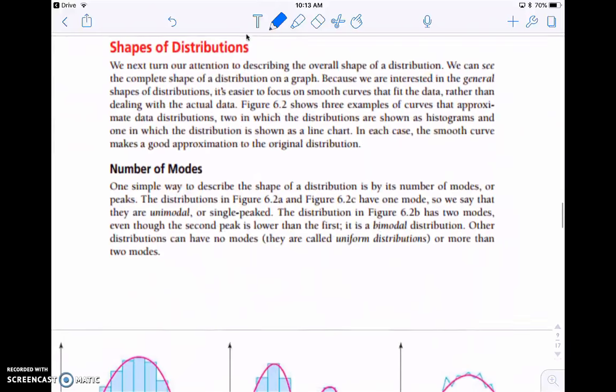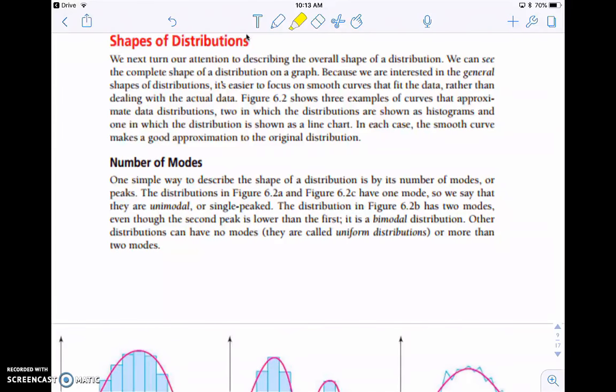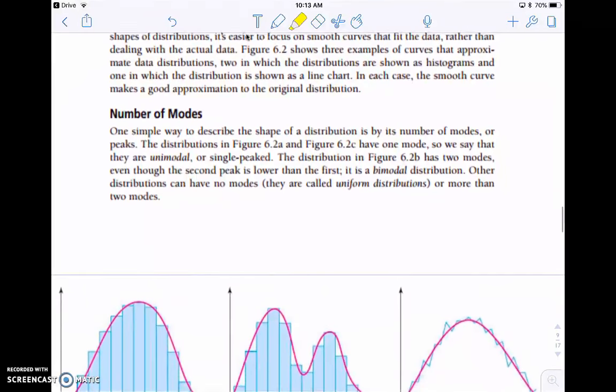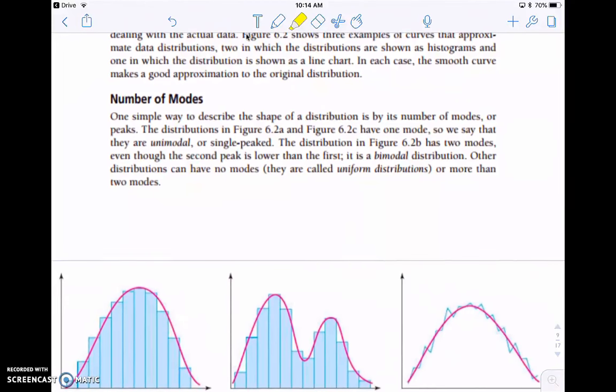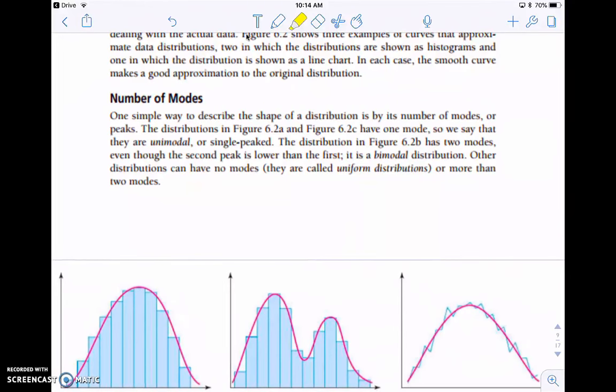So when we look at the shapes of data, it helps give us a kind of a complete idea of what's going on. And so in this case, we're going to be interested in the general shape. It's easier to focus on smooth curves that fit data rather than dealing with the actual data that can be kind of all over the place. So we're going to look at 3 different examples that approximate data distributions. 2 of them are shown as histograms, and 1 is shown as a line chart, but each of them we're going to draw a smooth curve to give us a good approximation of that original distribution.